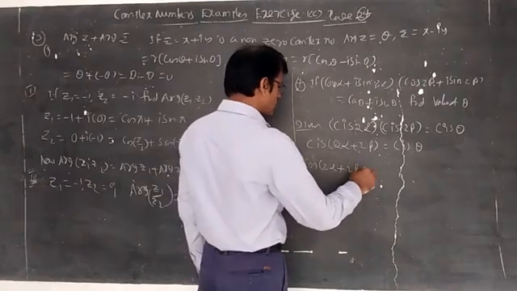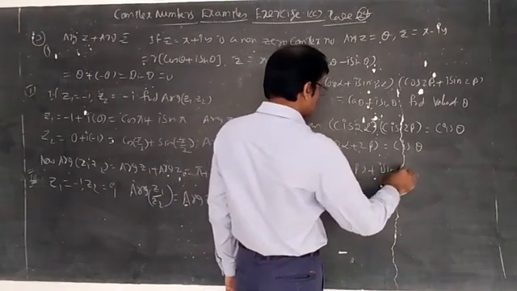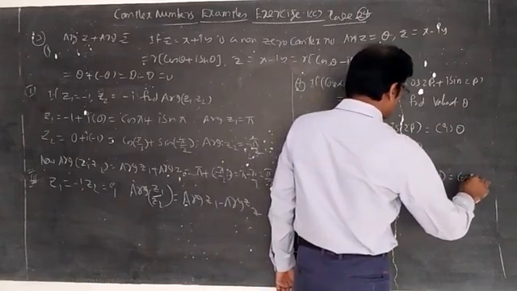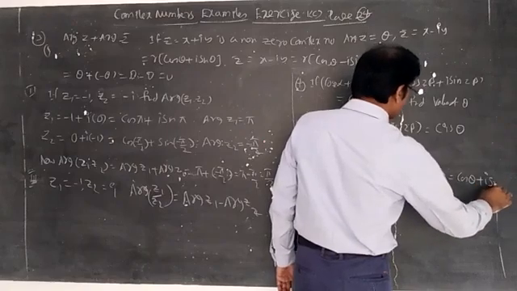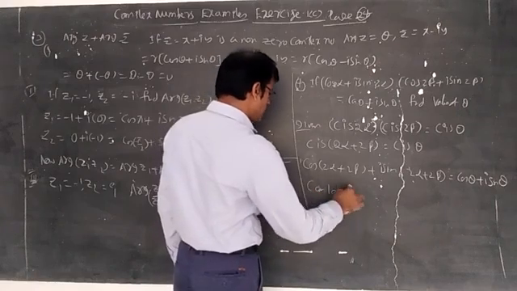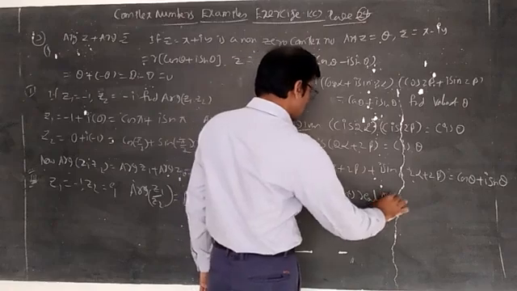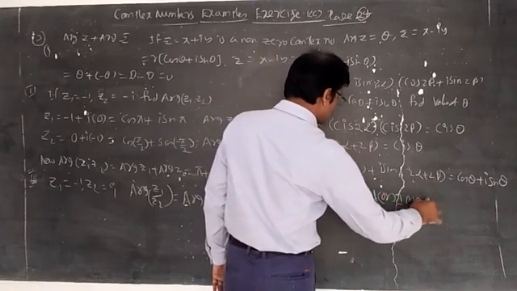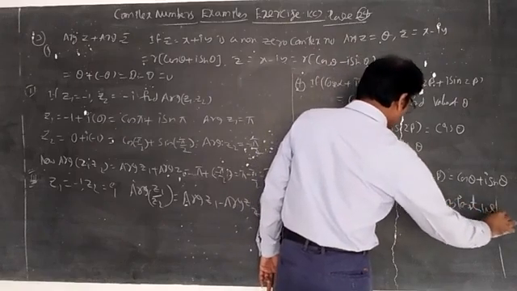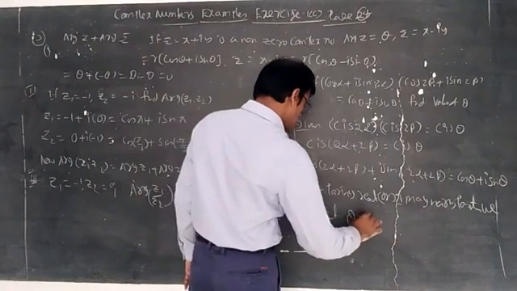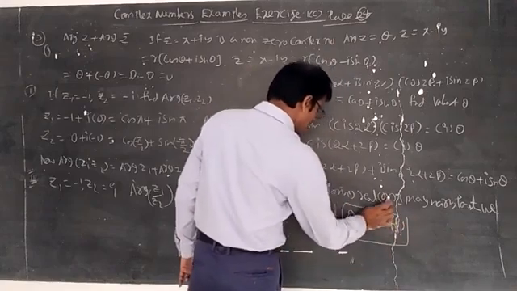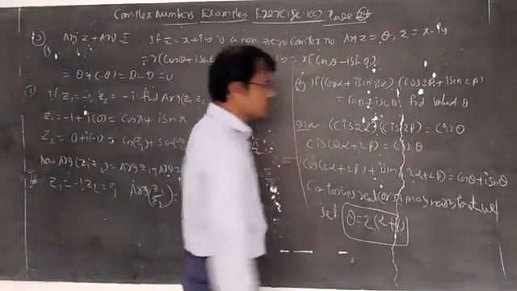Cos of 2 alpha plus 2 beta plus i sin of 2 alpha plus 2 beta is equal to cos theta plus i sin theta. Comparing real or imaginary parts, anything you can compare, we get theta is equal to 2 taken common, 2 into alpha plus beta. Theta is equal to 2 into alpha plus beta.